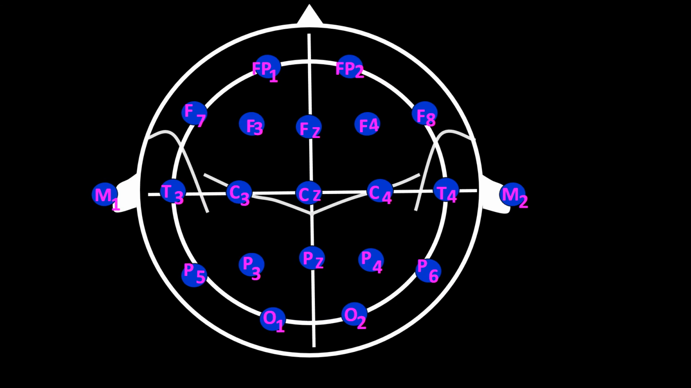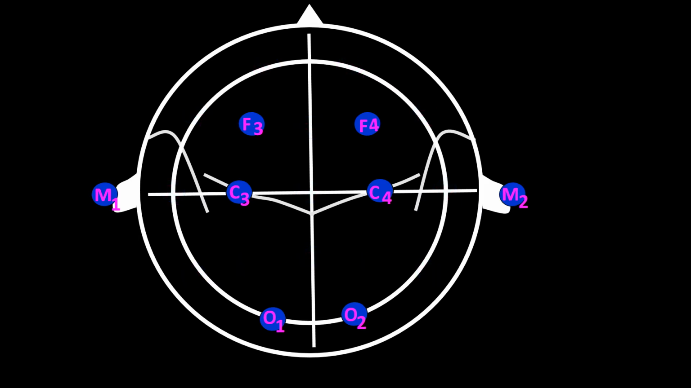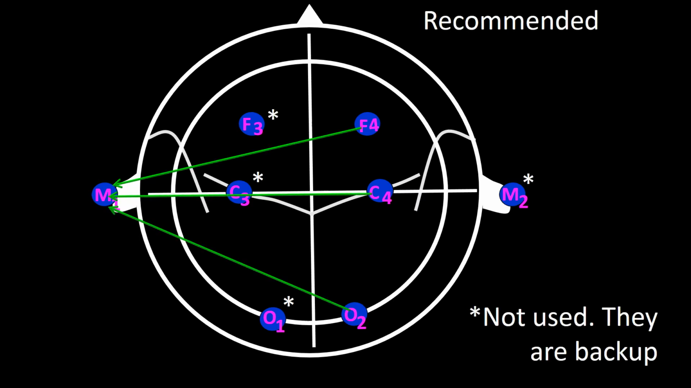A limited number of electrodes are shown in this frame. They represent the minimum electrodes used for regular EEG. The minimum electrodes placed for adult polysomnography to monitor the brain is 8, and they are preferred from one hemisphere to the opposite mastoid. The unused electrodes are backups to be used if there is a problem with the initial montage.